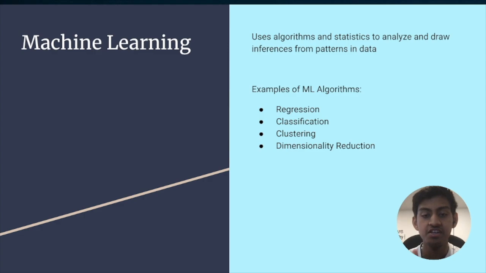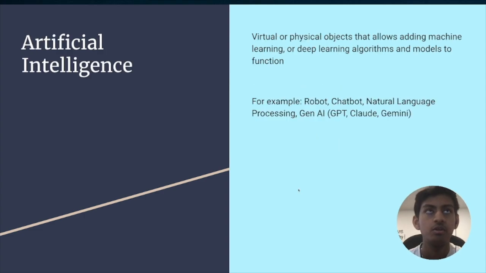So let's define machine learning. Machine learning is an algorithmic process that uses various types of algorithms like k-means, linear regression, ordinary least squares, image classification, etc. to analyze and draw inferences from patterns in data. Some examples are regression, clustering, classification, and dimensionality reduction. Particularly, the model that we're making today is going to involve linear regression. So yeah, that's going to be it.